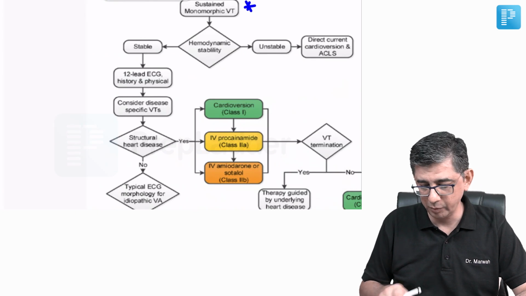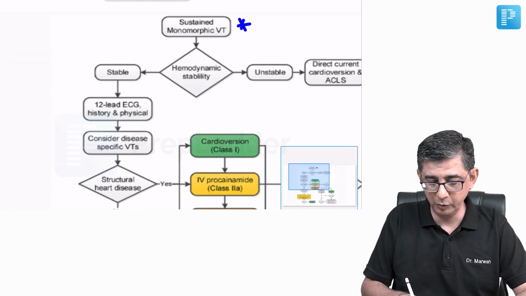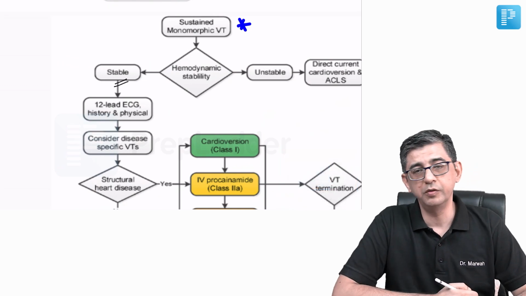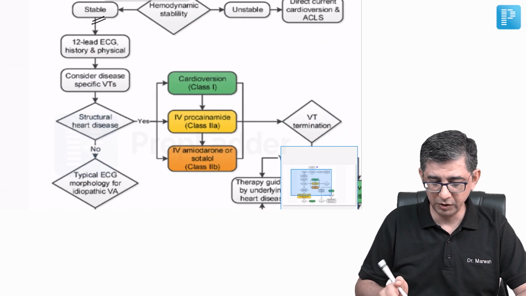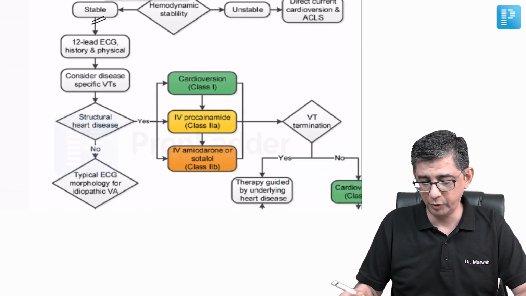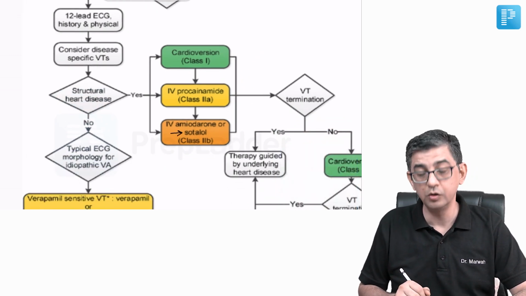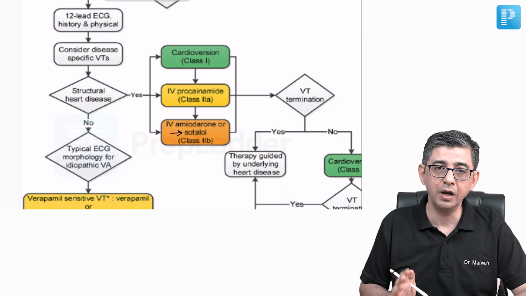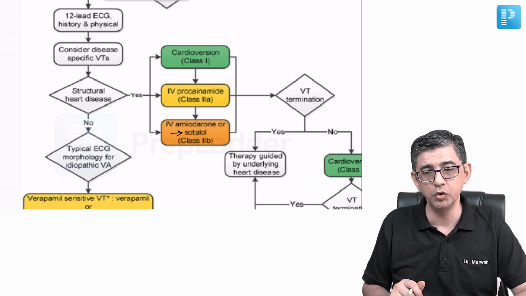So this is what the table says. We will talk about this from the perspective of blood pressure. If the person is hemodynamically stable, then if there is structural heart disease present, the following approaches are to be used: cardioversion, procainamide, and amiodarone. And the beta blocker that is mentioned here is not metoprolol. He's mentioned a class 3 antiarrhythmic. In this case, that is going to be sotalol, which can be used here.